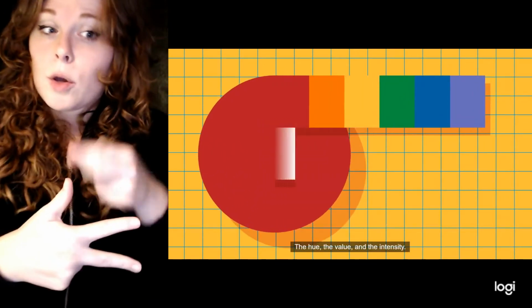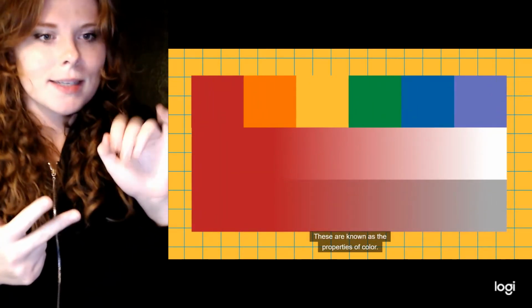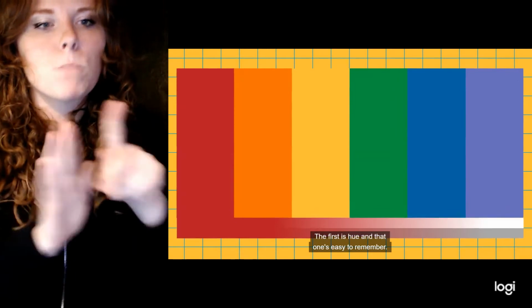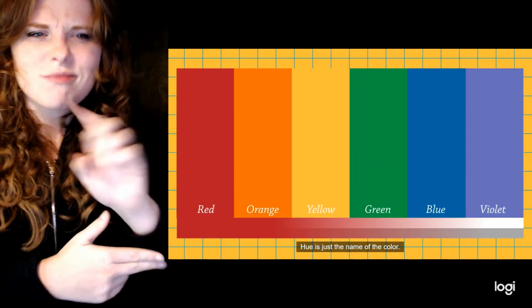If you want to look a little deeper into color, we look at three things: the hue, the value, and the intensity. These are known as the properties of color. The first is hue, and that one's easy to remember. Hue is just the name of the color.